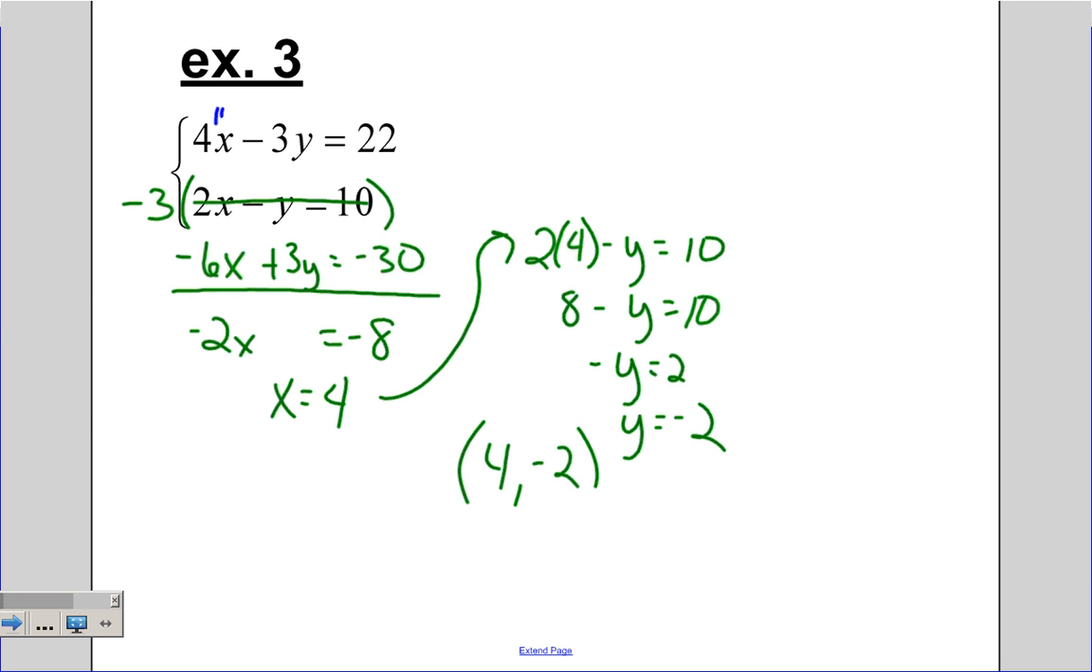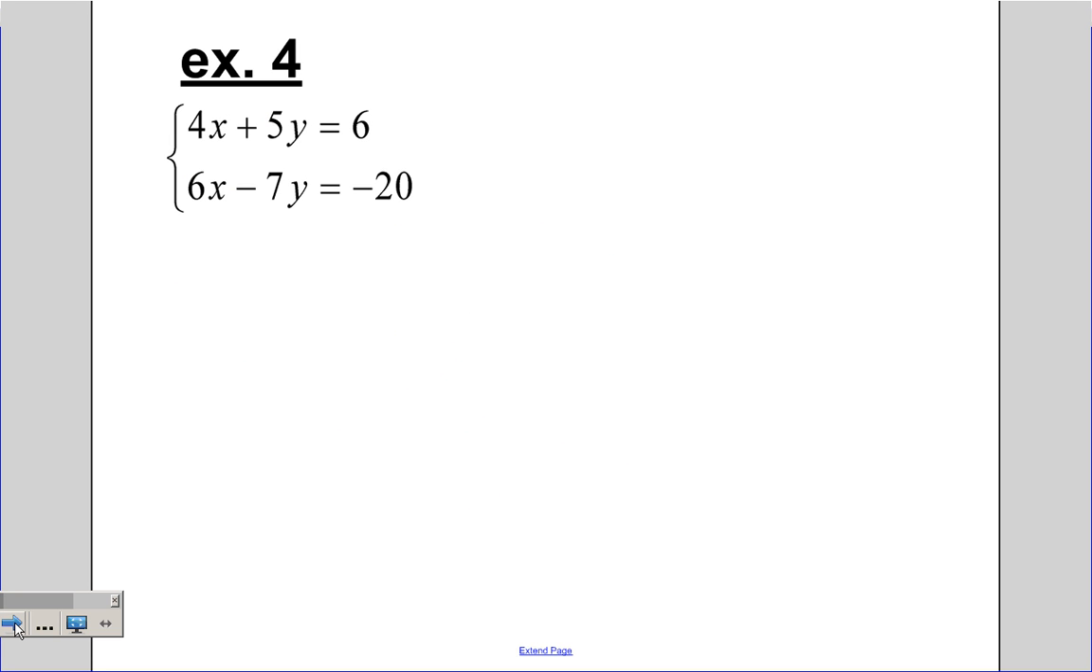4 times 4 is 16. 3 times negative 2 is negative 6. 16 minus negative 6 is actually going to be plus, which is going to give me 22. And that one is correct as well. Hopefully you did well on that one. That brings us to our next example.